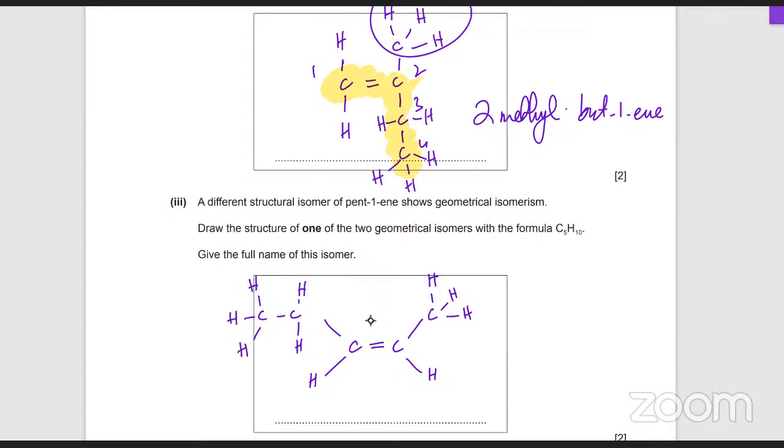ठीक है, और इसका क्या नाम है? What's the name of this molecule? ये तो clear है, it's cis-trans, right? ये पेंटीन हो जाएगा। Sir, cis-pentene. हाँ, cis-pentene अगर ज़्यादा exact हो, so that's cis-pent-2-ene.